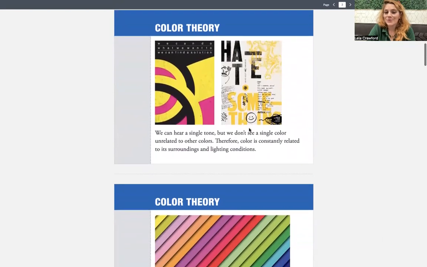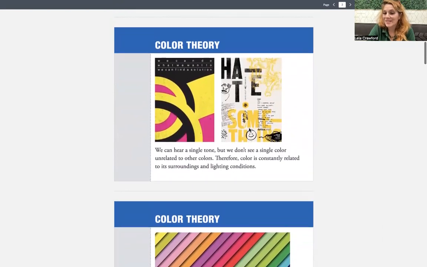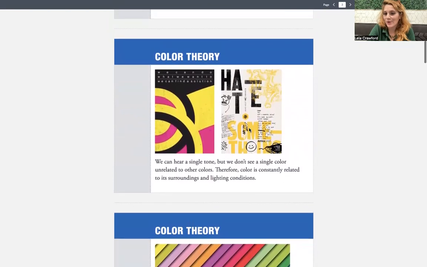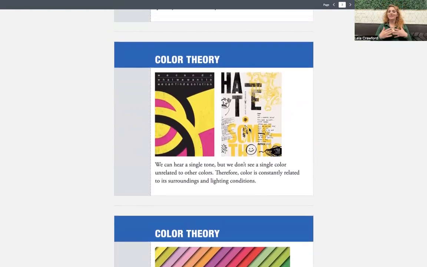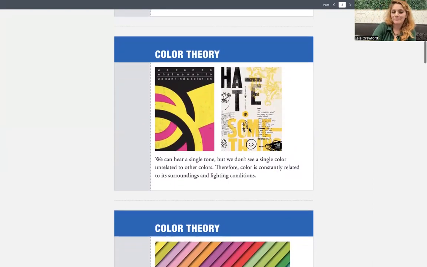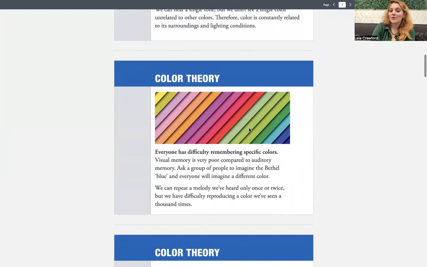Color theory continued. We can hear a single tone, but we don't see a single color unrelated to other colors. Therefore, color is constantly related to its surroundings and lighting conditions. Everyone has a difficulty remembering specific colors. Visual memory is very poor compared to auditory memory. If you ask a group of people to imagine Bethel blue, everyone's going to imagine a different color. We can repeat a melody we've heard only once or twice, but we have difficulty reproducing a color we've seen 1,000 times.